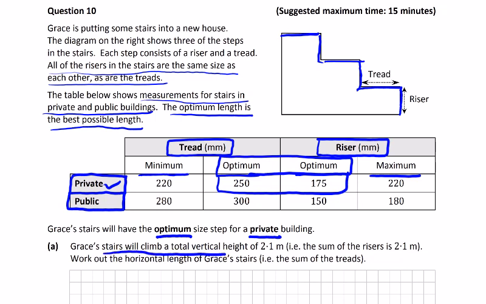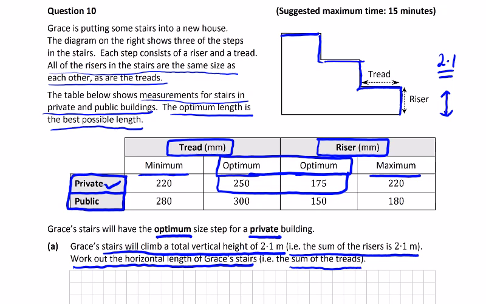Grace's stairs will climb a total vertical height of 2.1 meters, i.e. the sum of the risers is 2.1. Here are the risers, going in this direction. The sum of all these is 2.1. Work out the horizontal length of Grace's stairs, i.e. the sum of the threads. So all of these going this way.